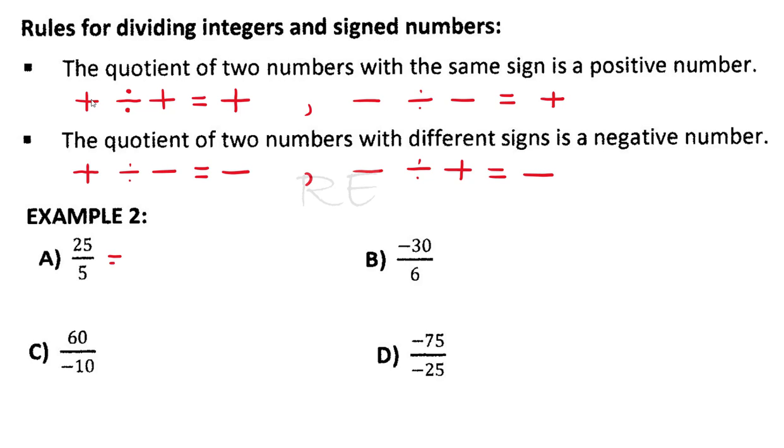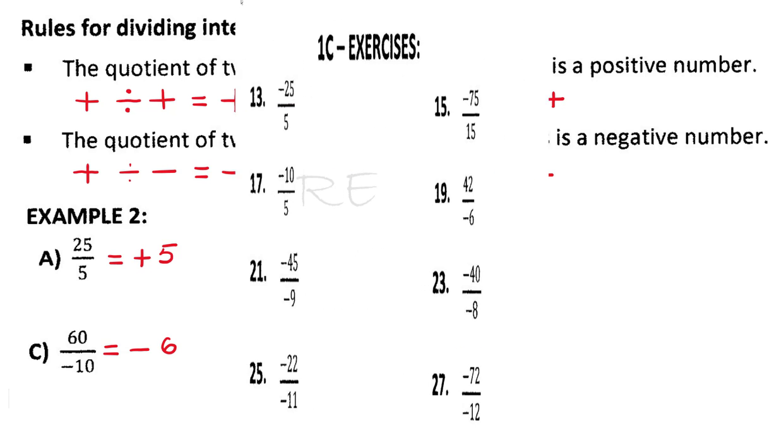The two signs are positive, so it's going to be positive, and 25 divided by 5 is 5. A negative over a positive is negative. 30 divided by 6 is 5. Positive over negative is negative. 60 divided by 10 is just negative 6. Negative over a negative is positive. 75 divided by 25 is 3.